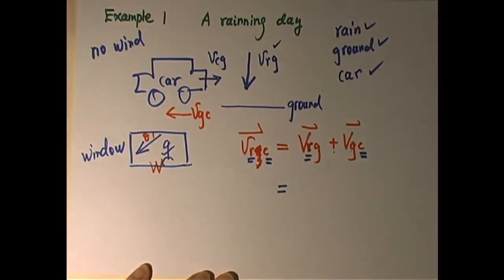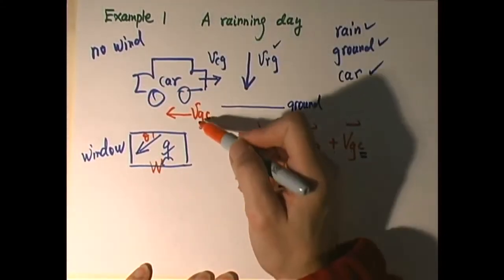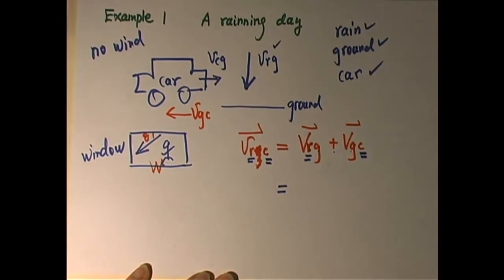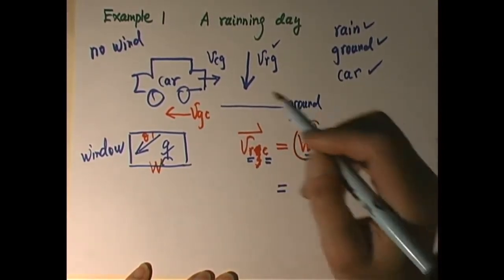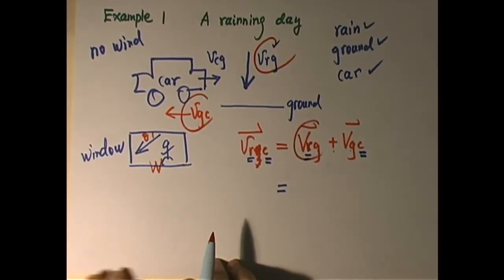What does that mean? If you're inside a car, let's say the car drives smoothly to the right. If you look at the ground, don't you feel the ground move backwards, which is to the left? That is V ground to the car. So now we need to add what? Rain to the ground, which is this one, to ground to the car, which is that one. How do you add two vectors graphically? We know how to do that, right?